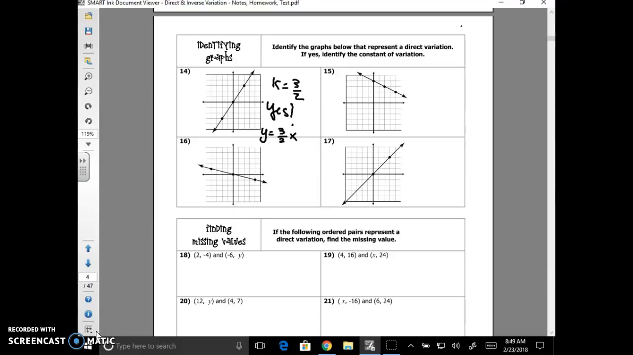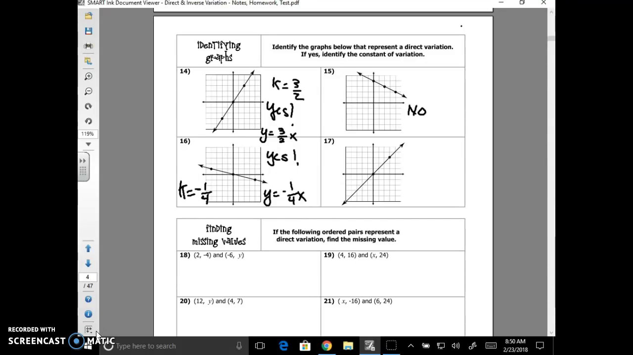Okay, so does this graph go directly through the origin? So no. Okay? Does this graph go directly through the origin? Yes, so it's a direct variation. Let's find k. So k equals, rise and run. First of all, it's negative. So we're rising 1, 1, 2, 3, 4. So k equals negative 1/4. So our equation is y equals negative 1/4 x.